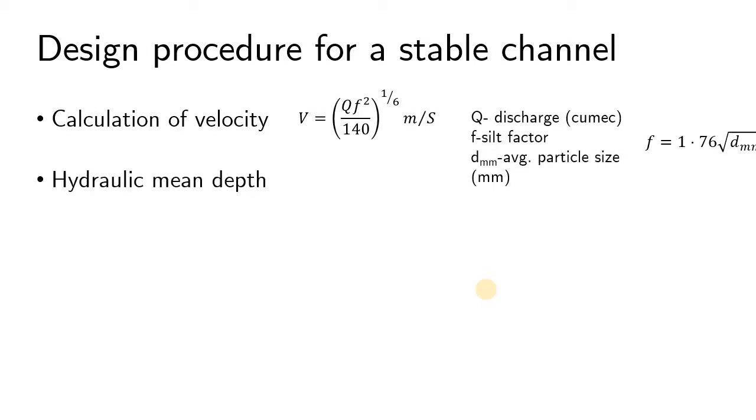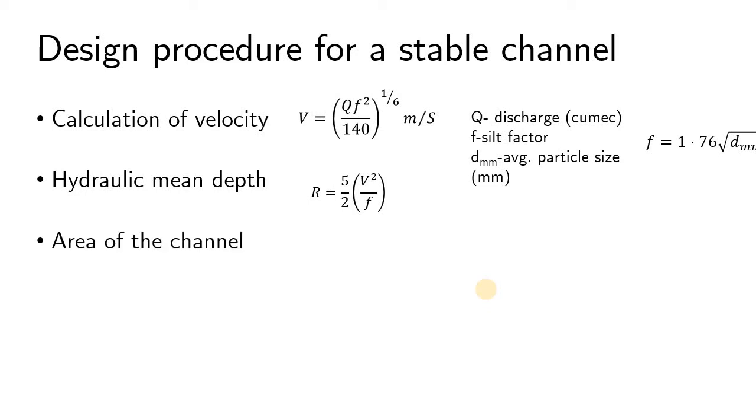Second, once we are done with the calculation of velocity, one is supposed to work out the hydraulic mean depth, that is R, and that can be found out from the equation R equals 5 by 2 times V squared by F. V again is the velocity in meters per second, and R is calculated in meters.